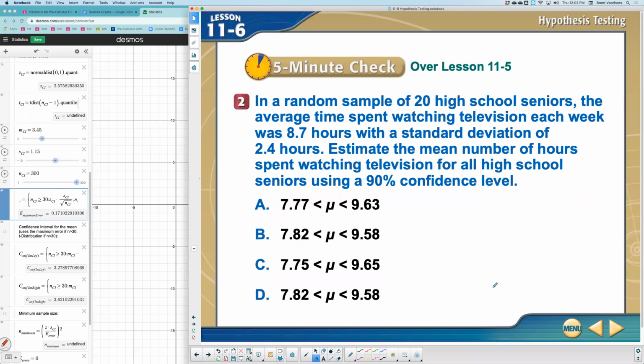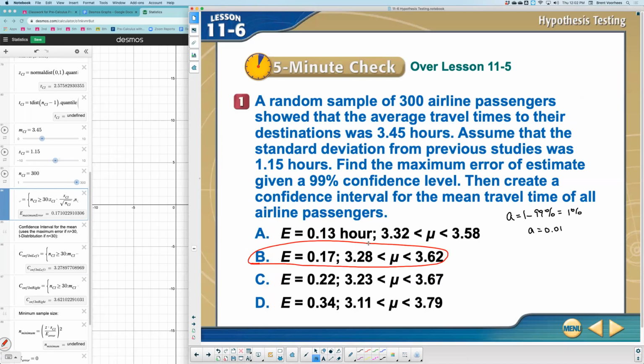Okay, let me explain some of this too. What we're saying is we can say with 99% confidence that the true mean is somewhere between 3.28 and 3.62. That might have been the sample's mean. We can say the true mean, if we expand all the way out with 99% confidence, would be between those two numbers.